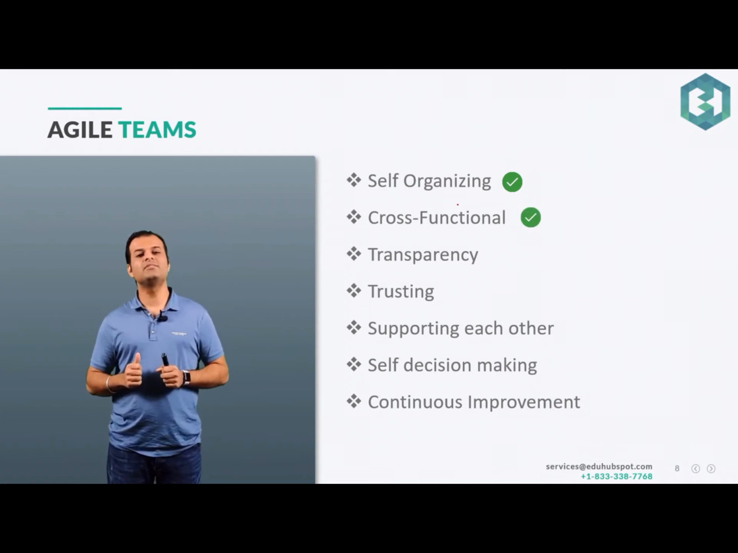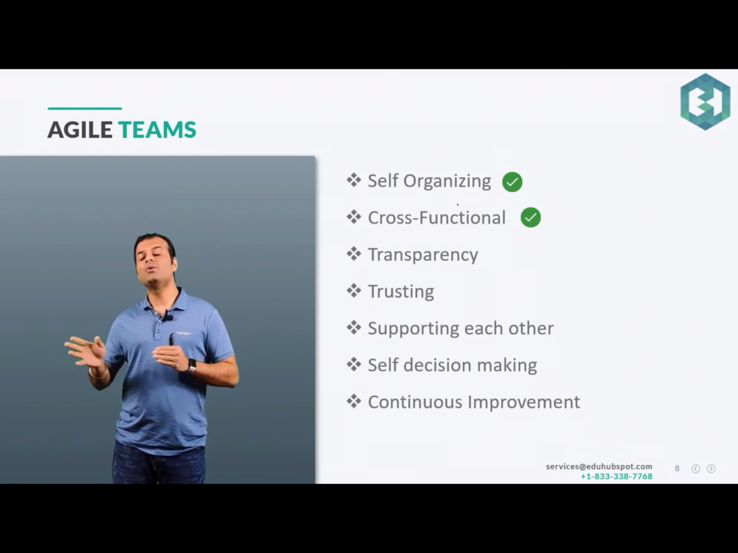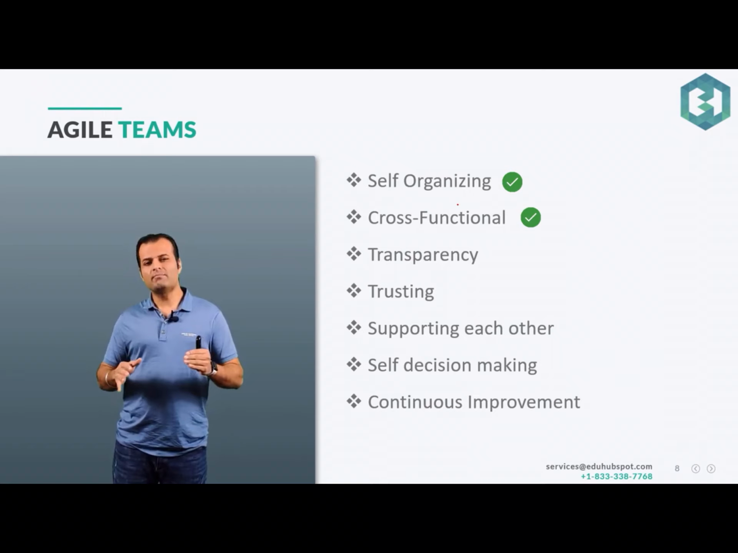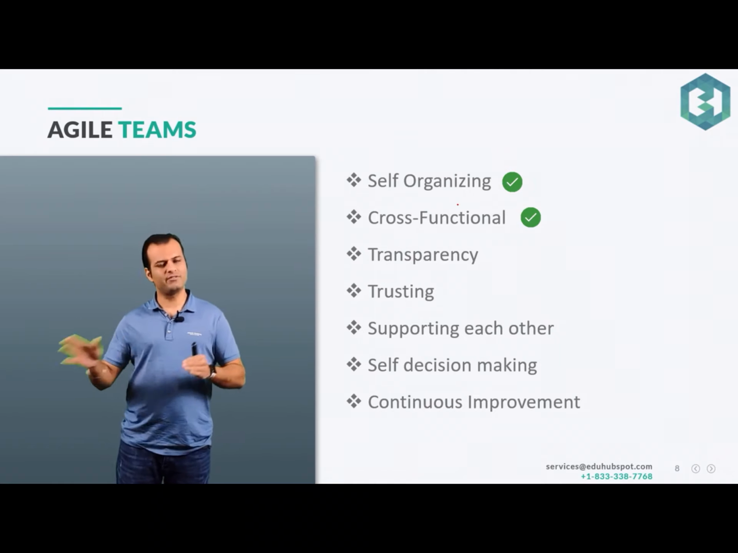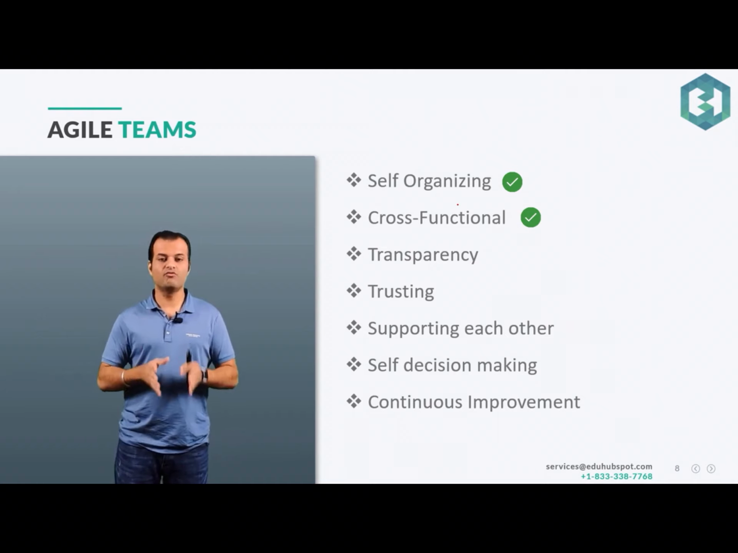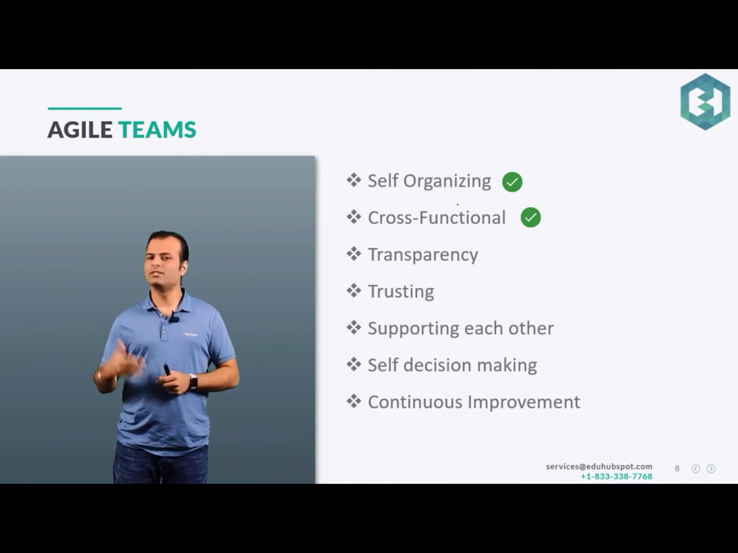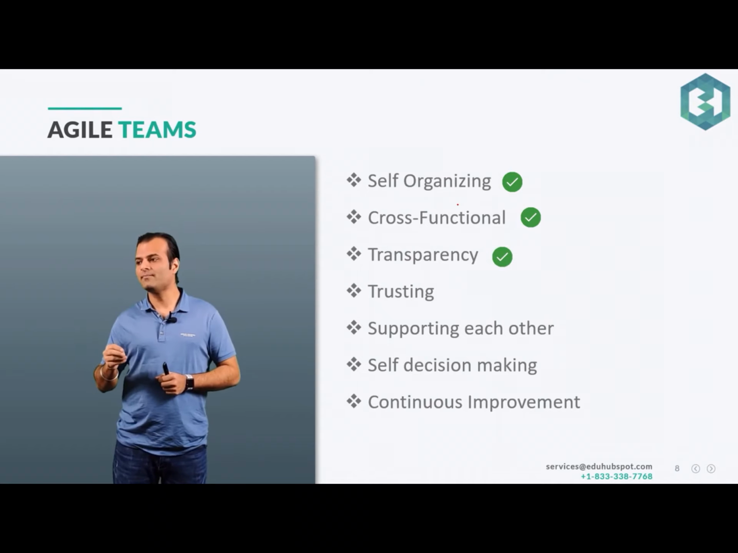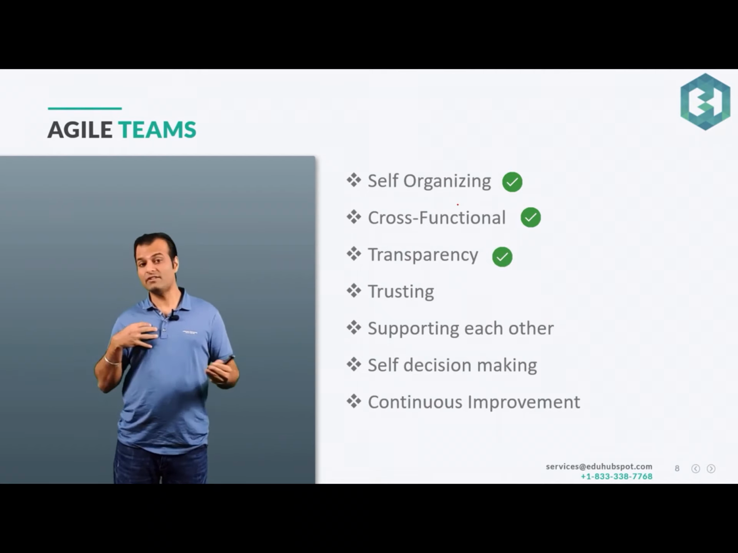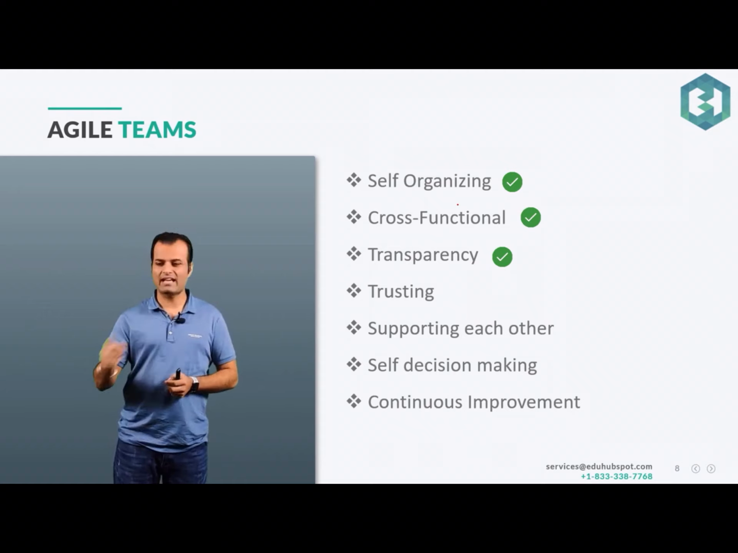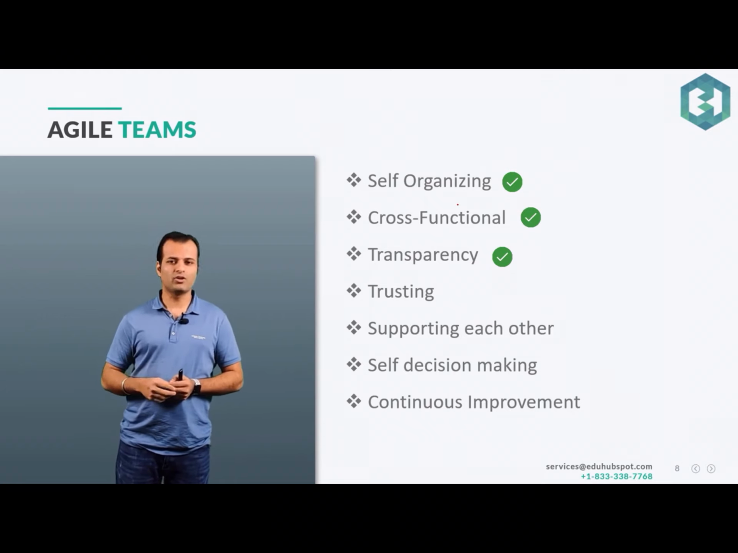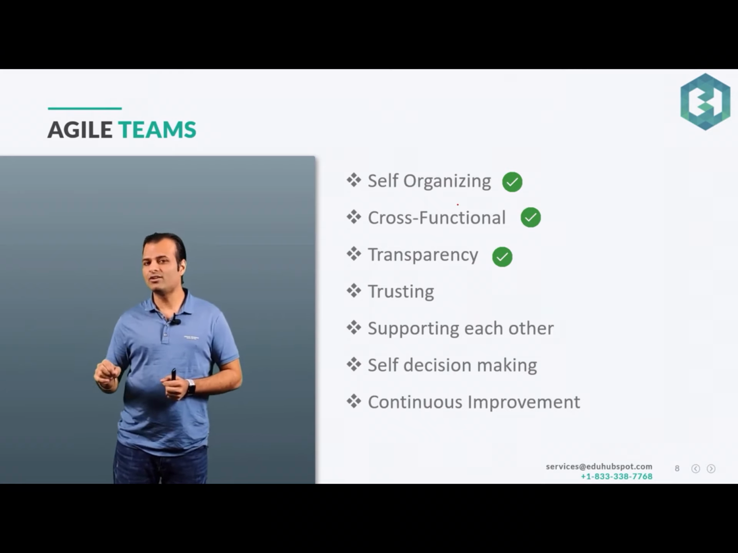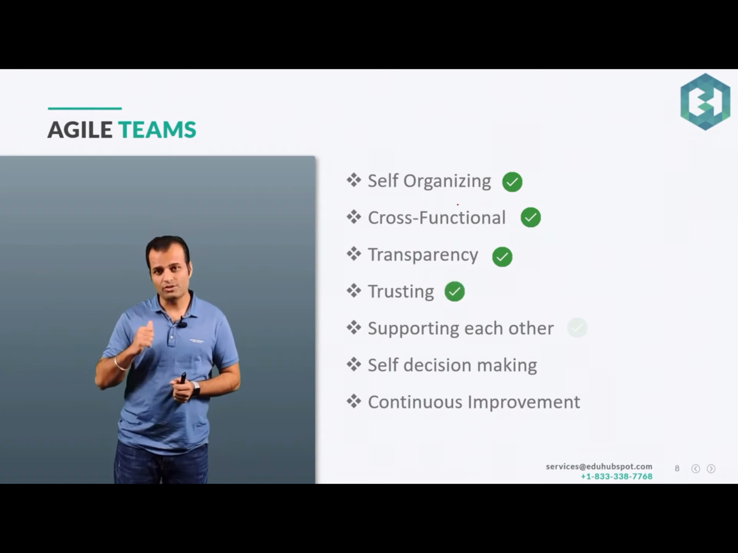What does cross-functional mean? It means your team members, typically 3 to 9 of them, are part of different teams. So they are not just from one team, they are from different teams. Transparency. That is the most important, I would say, and the best feature about Agile, which I personally like. Everybody knows what you are working on. You are not working in silos, which traditionally happens. You trust each other. You support each other.